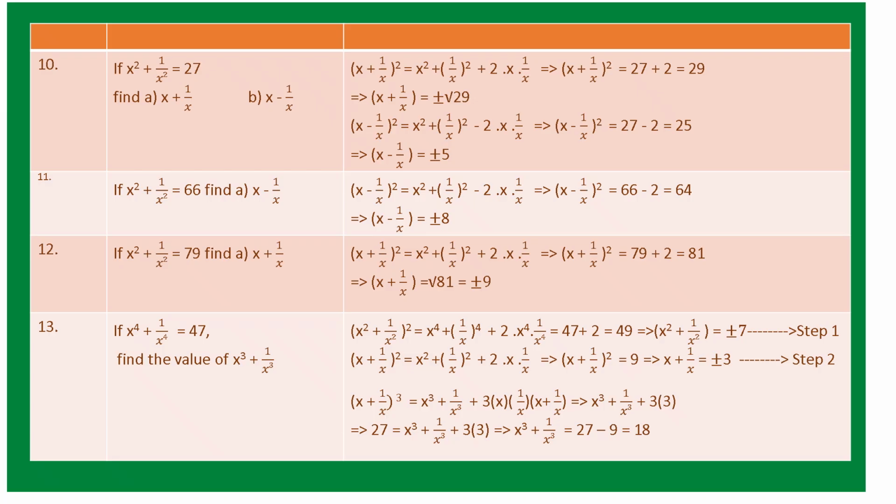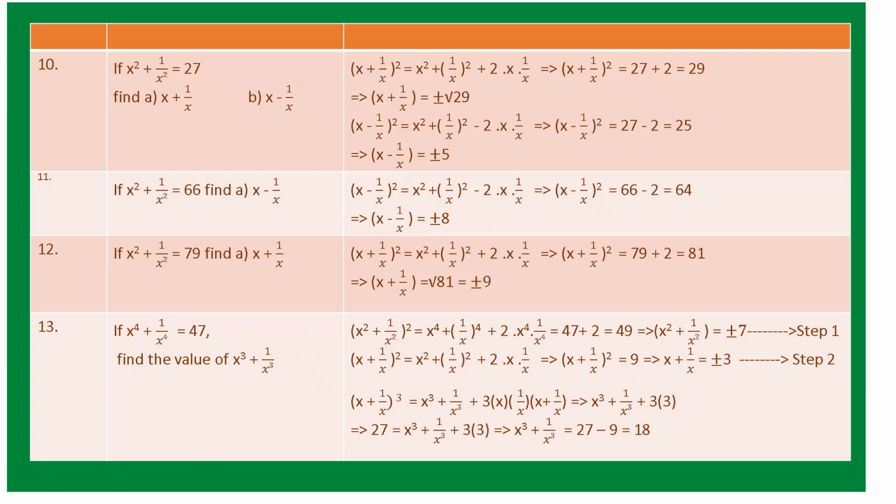Now, looking into sum number 12, if x squared plus 1 by x squared is 79, find x plus 1 by x. It's the same procedure. Since it is x squared, write down identity 1, substitute the values and you will get the resultant very easily. Now, sum number 13 looks a bit different.